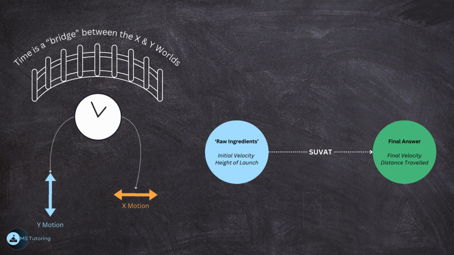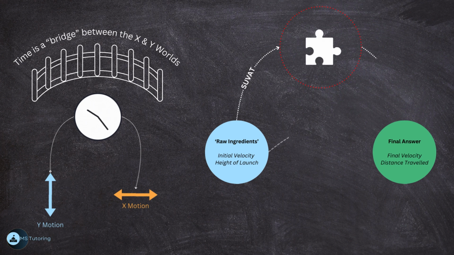Now, we fix this by realizing as exam takers that the questions we're presented with are rigged by examiners who purposefully want us to take our raw ingredients and find what this missing piece of information is first, before then combining everything into calculating our final answer. And more often than not, this missing piece of information is some value of time.